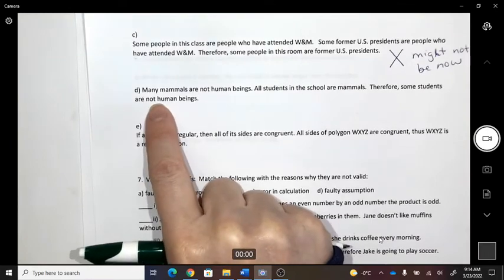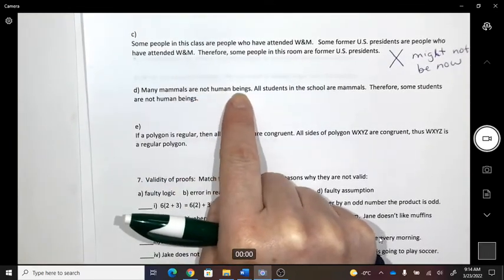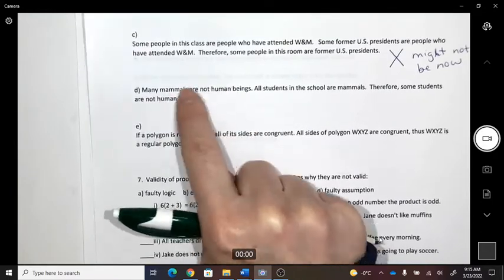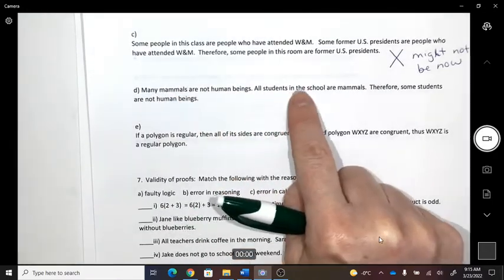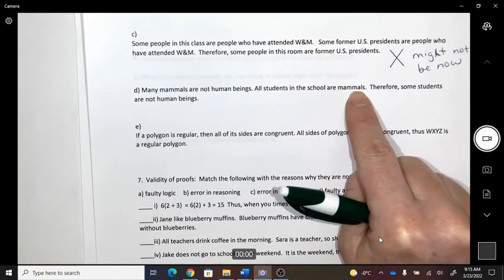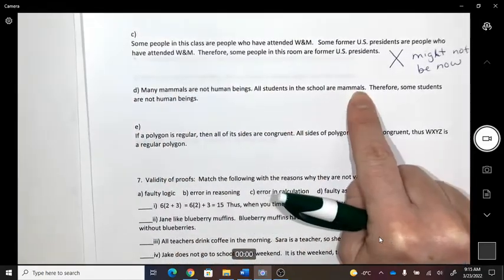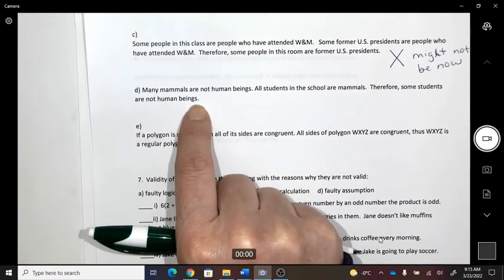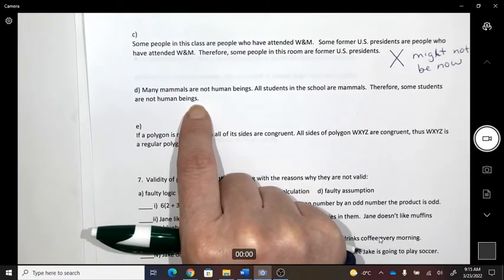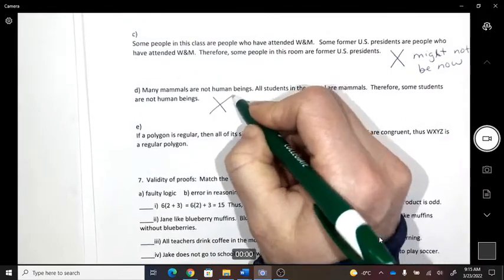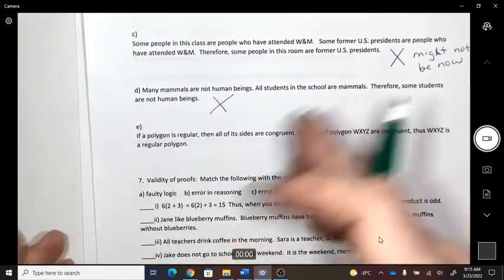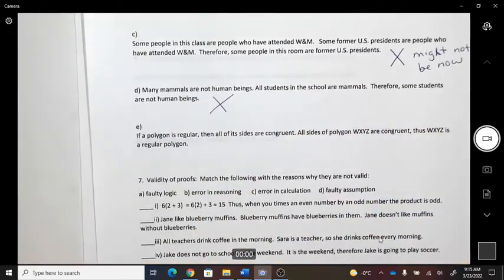Okay, many mammals are not human beings, like a dolphin or a dog, right? Those are mammals. They're not human beings. All students in the school are mammals, so that's true. Therefore, some students are not human beings. Is that valid? No, that's not valid. They're not making the connection with their statements, right?